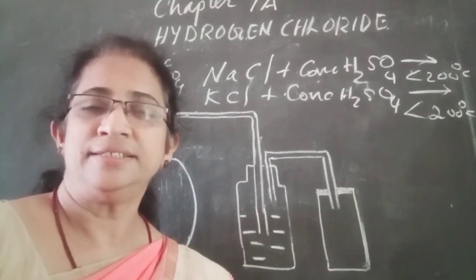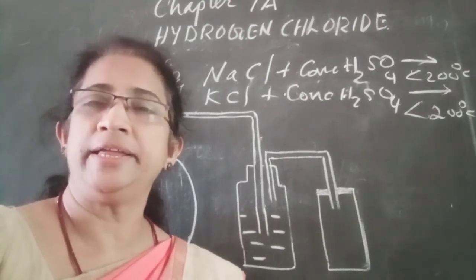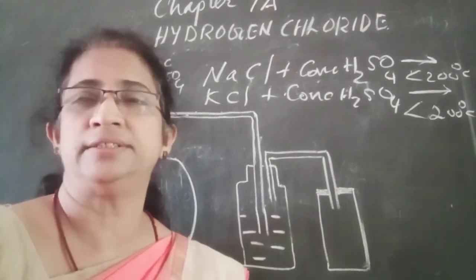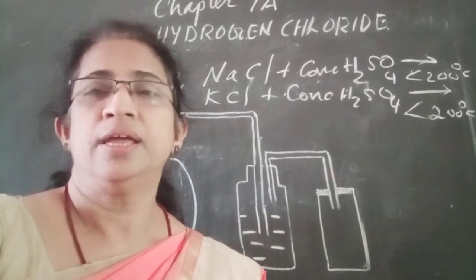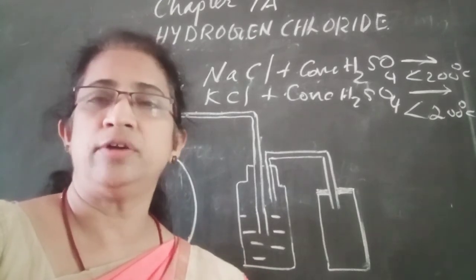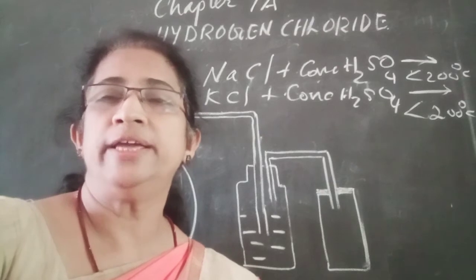Good morning, students. In today's class we are going to study the laboratory preparation of hydrogen chloride. So, chapter 7: hydrogen chloride. In the laboratory, hydrogen chloride is prepared from sodium chloride.